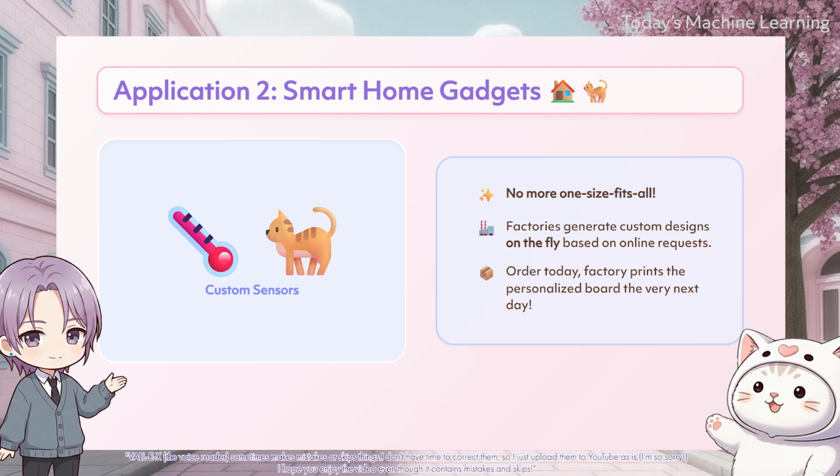Second, think about smart home gadgets. Right now, companies make one-size-fits-all devices. But what if you wanted a custom sensor that detects when your cat is at the door? It also measures the temperature. With this AI, companies could automatically generate custom circuit board designs on the fly based on exactly what a customer asks for online. You could order a completely personalized electronic device, and the factory could build the board the very next day.